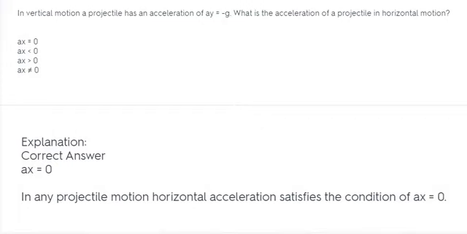In vertical motion, a projectile has an acceleration of a equals g. What is the acceleration of a projectile in horizontal motion? a equals 0, a less than 0, a greater than 0. Explanation. Correct answer: a equals 0 in any projectile motion. Horizontal acceleration satisfies the condition of a equals 0.